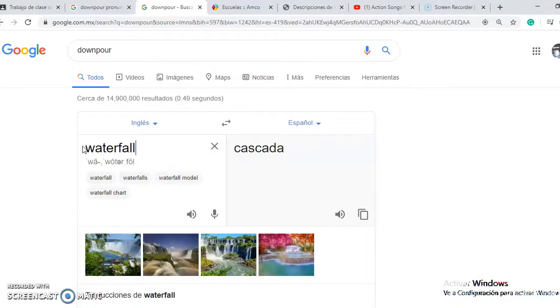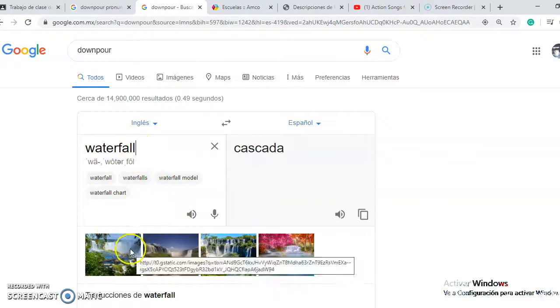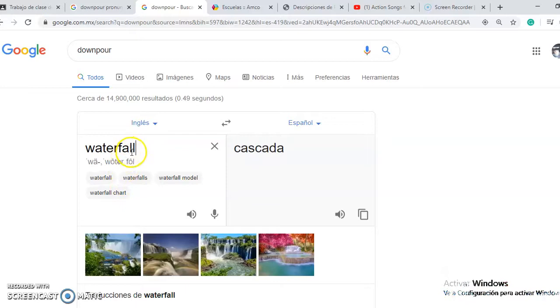Waterfall. Correct. Okay, now since I was checking images, I have the word here, the meaning here, and the image. This is like having a picture dictionary, okay? Because I have the word, I have the pronunciation. Waterfall. One more time. Waterfall. Okay, and I have the image. So guys, I'm going to finish with all of the words.